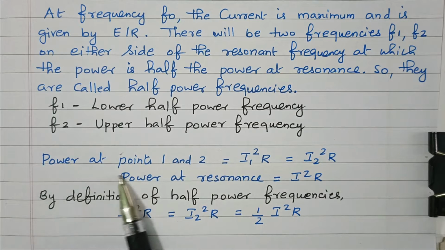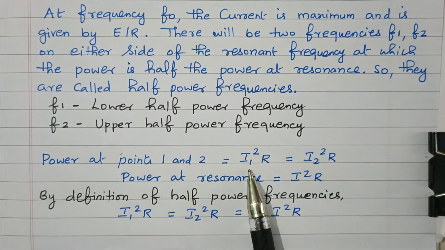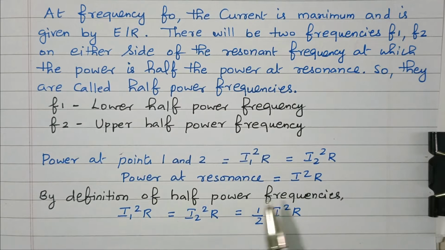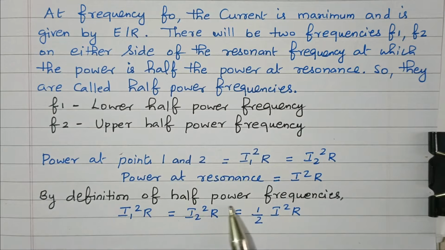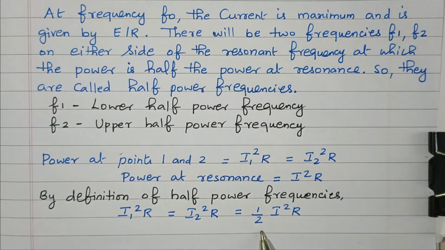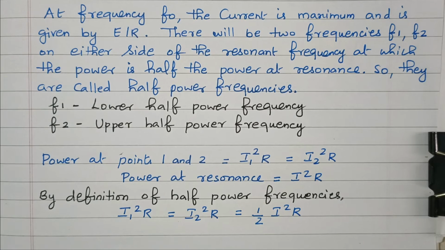Now we'll see the power at points 1 and 2: I1 squared R equal to I2 squared R. The power at resonance is I squared R. By definition, at the half power frequencies, I1 squared R equal to I2 squared R equal to half I squared R. Because of half power, it is 1 by 2 I squared R. Now we'll go for further details.